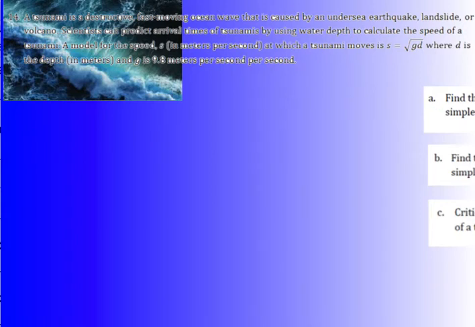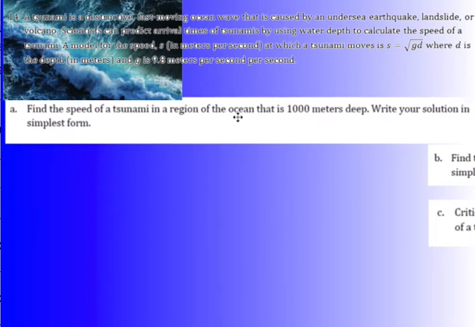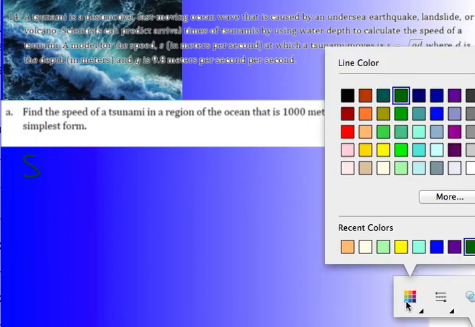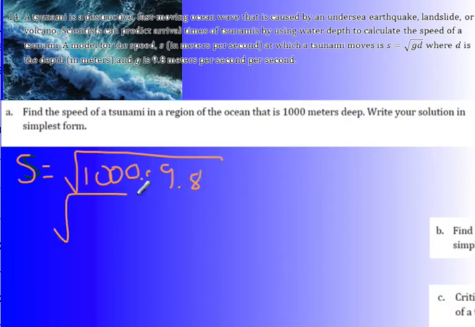Okay, so let's take a look at this one. Find the speed of a tsunami in a region of the ocean that is 1,000 meters deep. So what we're going to do is, our speed is equal to the square root of our depth, which is 1,000, times our gravity constant, which they gave us to be 9.8. So when I multiply those together, I end up getting the square root of 9,800.